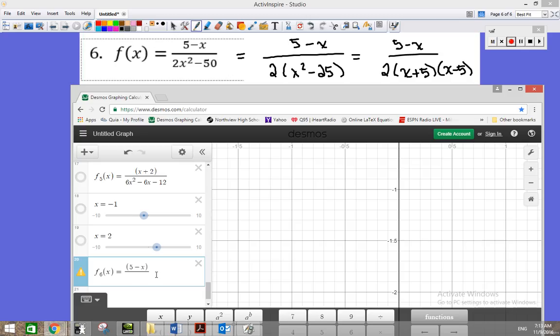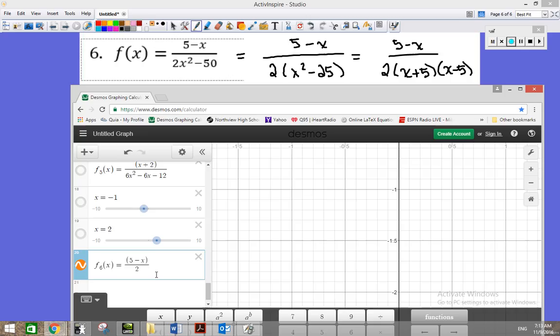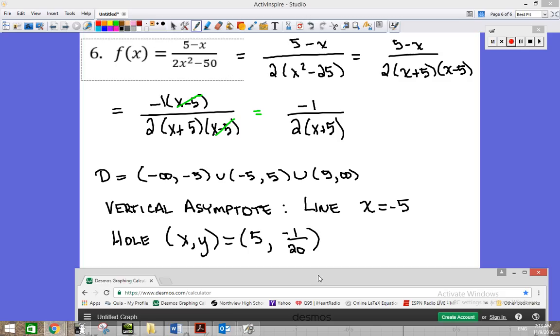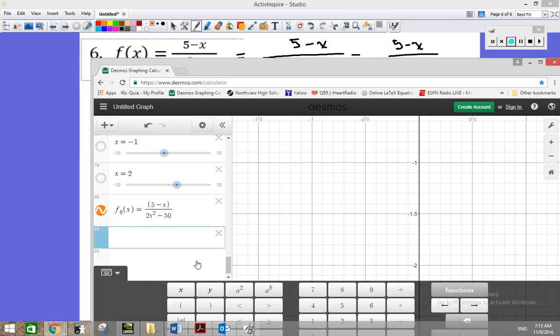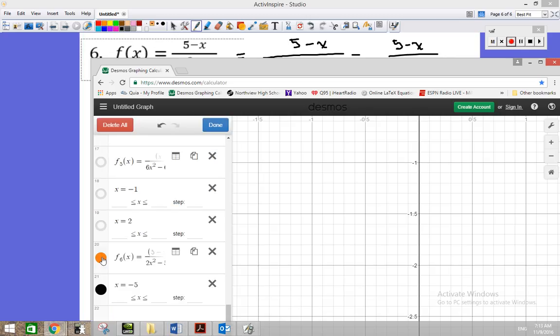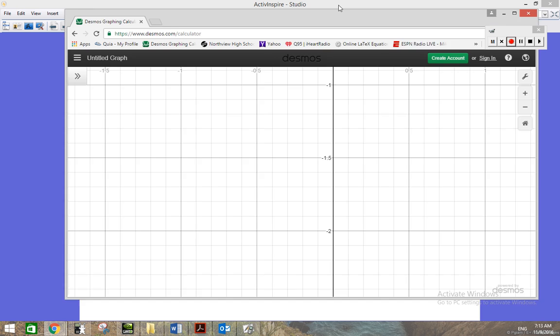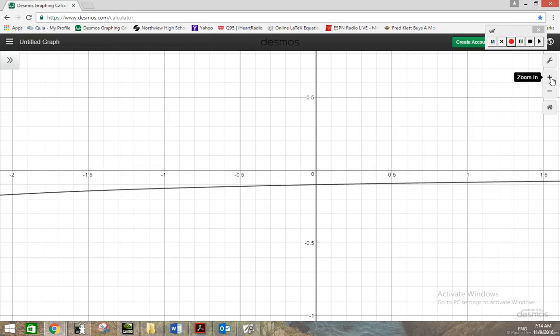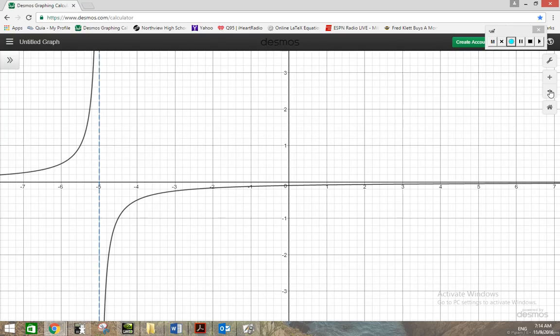Alright, so 5 minus x was my numerator, 2x squared minus 50 is my denominator. x equals negative 5 is going to be a vertical asymptote. Let's change the color. Let's change this to a dashed line and make that blue. And let's zoom out to see what's going on with our graph. And there we have it.